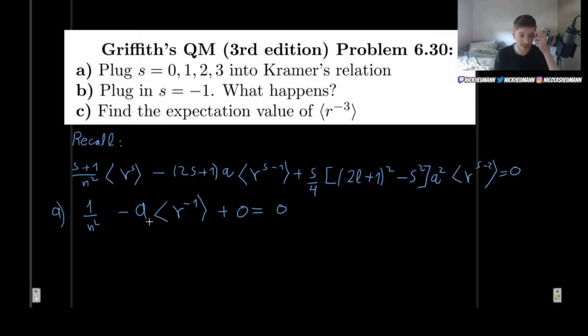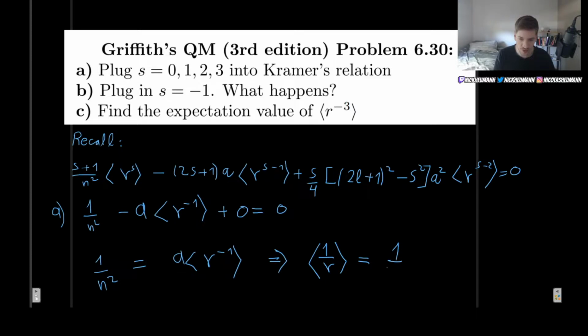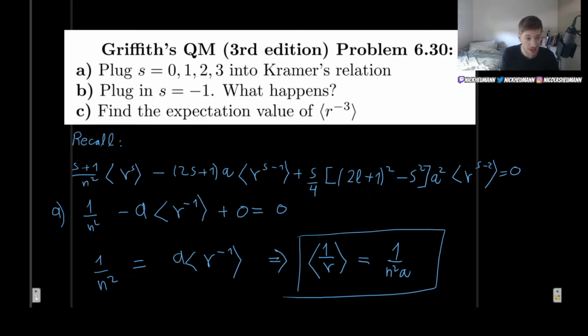Okay, so here quite simply we can now leave this 1 over n squared here, and this is equal to a expectation value of r to the -1. And well, this part is then already done. We simply have to find this expectation value, so we get, maybe write it like this, expectation value of 1 over r is going to be 1 over n squared a. All right, pretty cool. So, you know, that's the first part. So using s equals 0 allows us to find the expectation value of 1 over r.